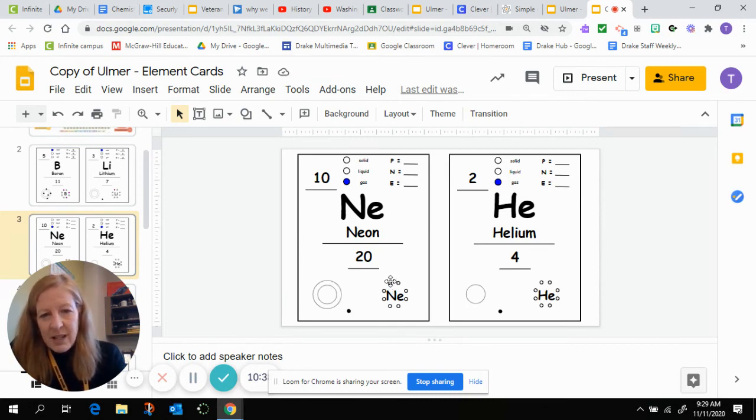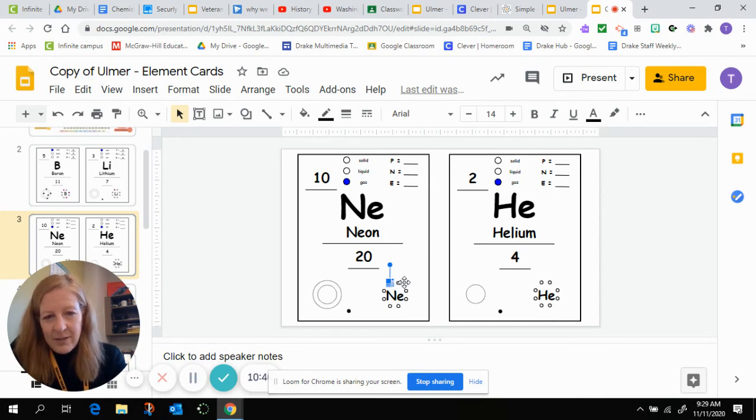Again, I think it helps to select all of these open circles. Depending on how many valence electrons there are, remember it's just the outermost shell, not the combined inner and outer shell, that you're looking at. For neon, it happens to be 8. So all of those open circles are going to be filled in. I'm using this fill color tool that's at the top. You might have to go over to more to find that tool if it's not showing up for you.